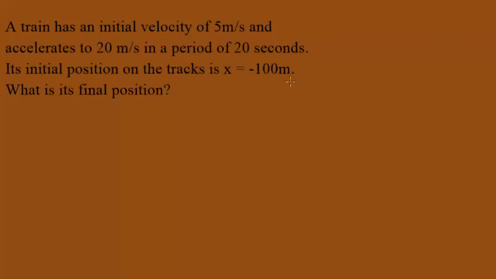A train has an initial velocity of 5 meters per second and accelerates to 20 meters per second in a period of 20 seconds. Its initial position on the tracks is minus 100. What is its final position? Here, we are going to use this kinematic equation.